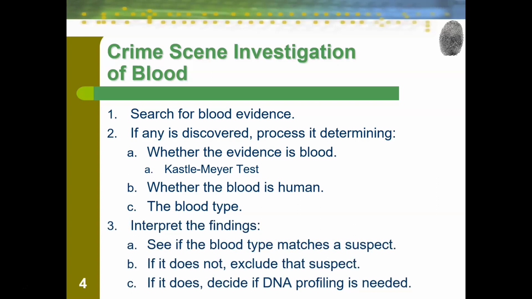We're going to see if the blood type matches a suspect. If it does not, we're going to exclude that suspect because if they don't have the same blood type, they aren't going to have the same DNA. And if the blood type does match, we're probably going to move on to DNA profiling to confirm that it is a match because like we said, blood typing is only class evidence, while DNA is going to be individual evidence.